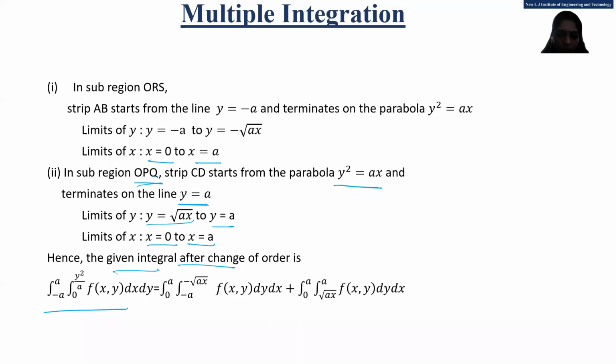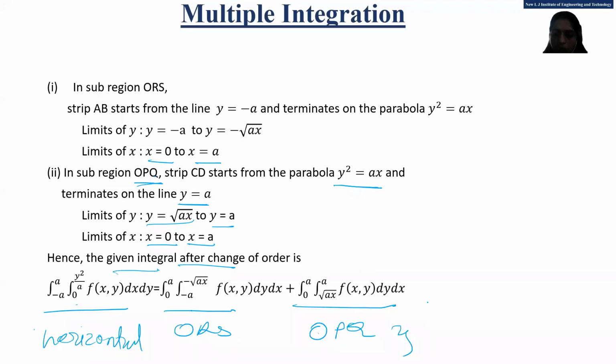This is your given data. Your given data will convert into two sub-regions. First for ORS and this is for OPQ. This is the given data for the horizontal line and this two for the vertical line. As they ask for the change of the order of integration, you have to change your horizontal into vertical and vertical into horizontal.